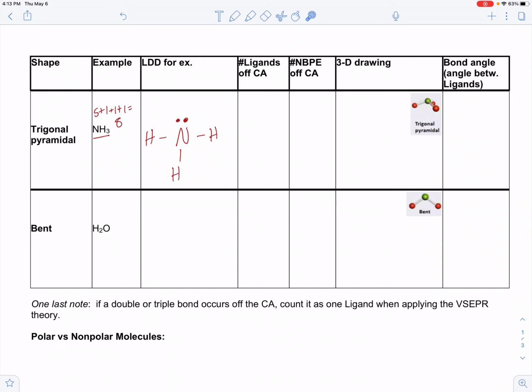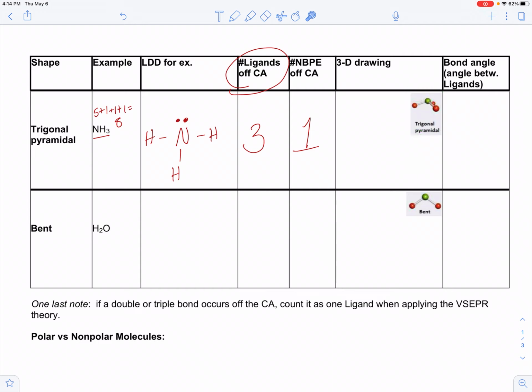If I'm looking at nitrogen, nitrogen is our central atom. I can see that if I'm looking at branches coming off of it, that I have 1, 2, 3 things, 3 branches coming off of it. So this has 3 branches. Now again, if I'm looking at that central atom, I can see that there are these electrons that are not participating in a bond. Those are non-bonding pairs of electrons. I have 1 non-bonding pair of electrons. When this happens, I form a shape that is called trigonal pyramidal.